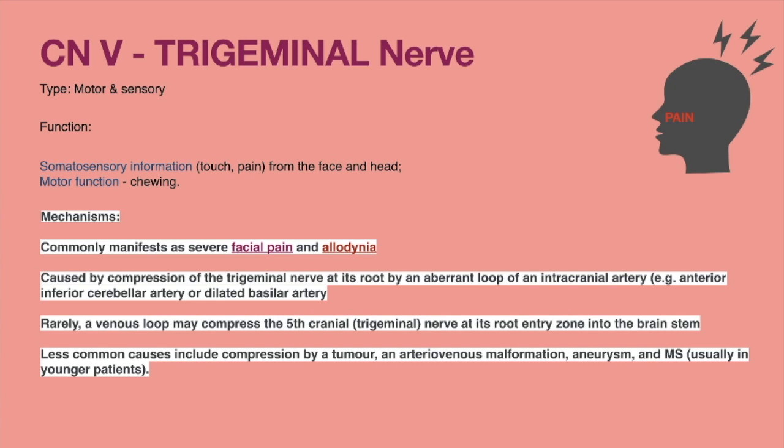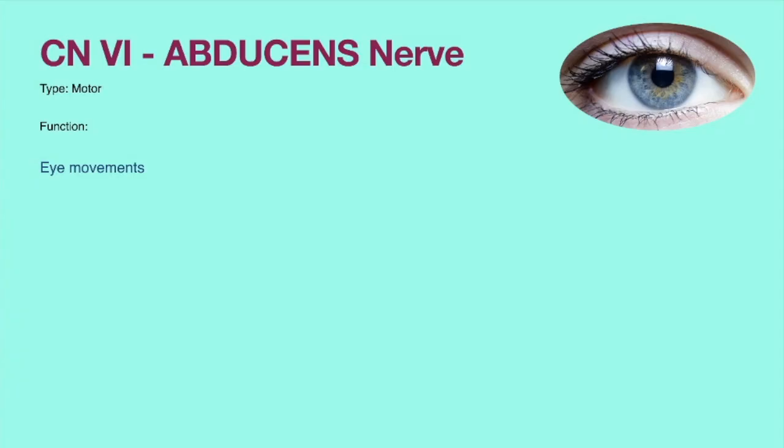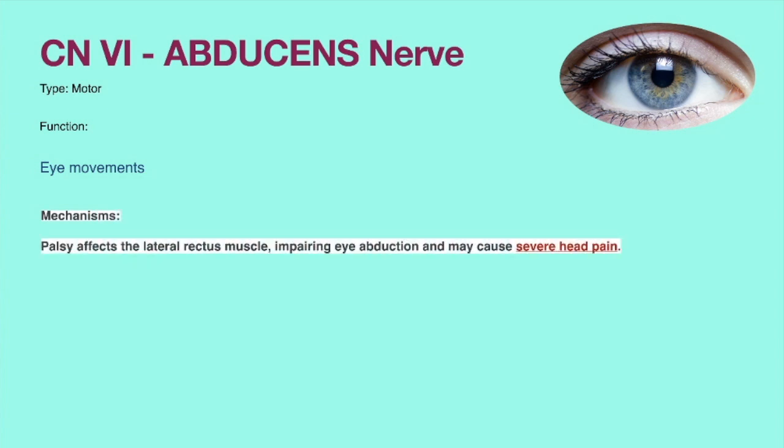Okay, and again, that's commonly in these sort of younger patients that might be in the early stages of an MS development. Abducens nerve, again motor, its key function is the eye movements, and the mechanisms that we tend to see is again this time an impairment of abduction, and again there's a link to head pain. So again, if we've got patients with headaches, unusual headaches, it's a classical time when we should be considering taking a look at these nerves.